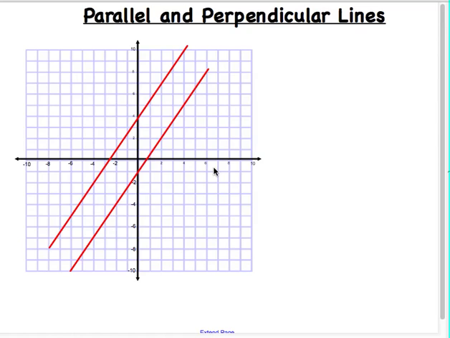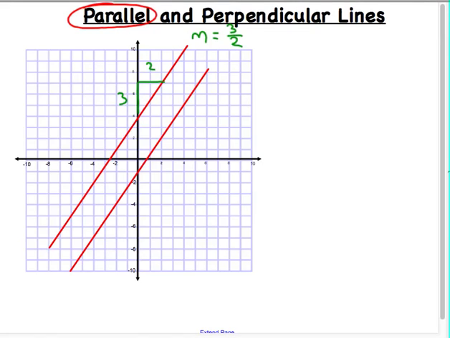So first, what we have here is two parallel lines. And what we want to look at is how their slopes are related. If we look at the slope of this top line, if I start at 4, I'll go up 3 over 2. So the slope of this line is m equals 3 over 2.